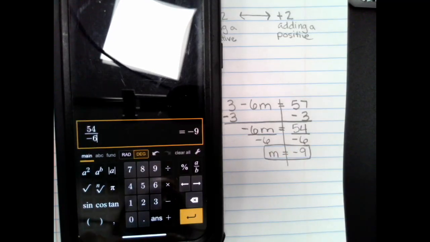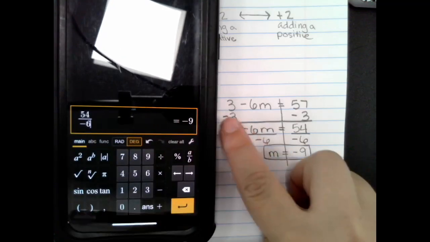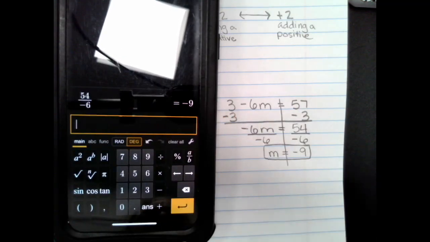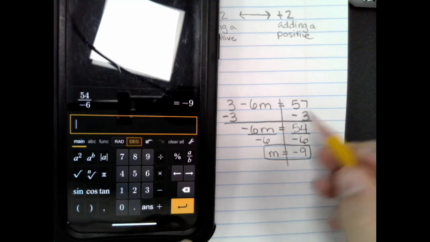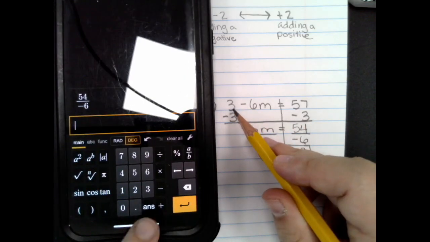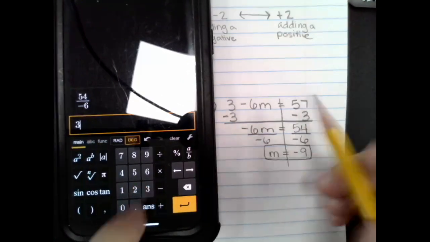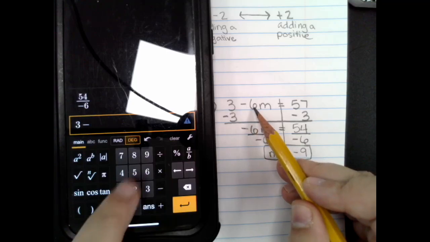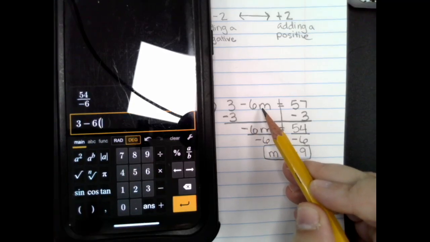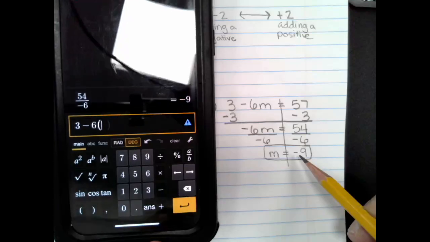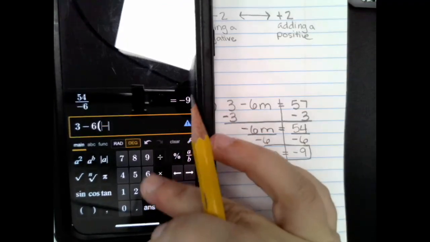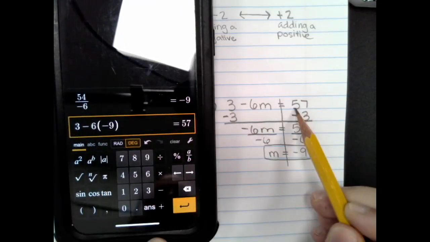If I go back to my original equation, that very first line, if you're like, where is she getting this from? Right here. If I say 3, minus 6, and then what did we say can go in for m? We said m is negative 9. So if I put negative 9 in for m, do I get the answer 57? Yep.